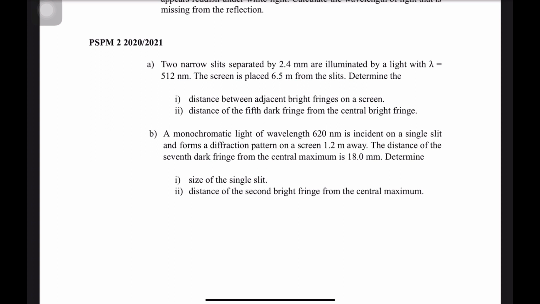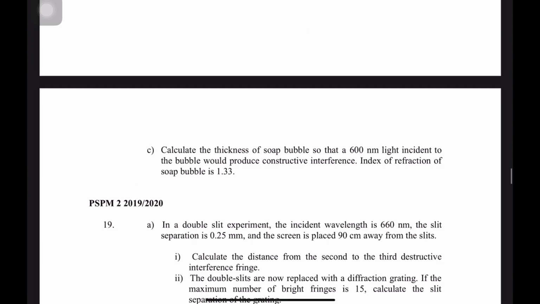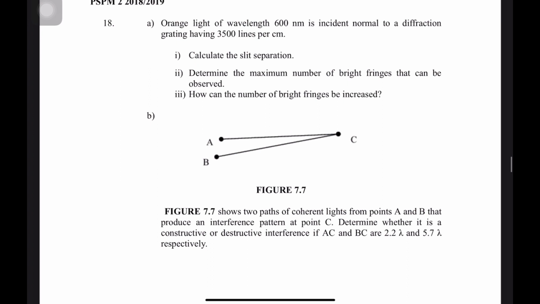Question B, single slit, that one is for diffraction. Question 1, they ask you to find A. B, they ask you to find Y. 19A, Young double slit. 19B, thin film. Okay. 18A, diffraction grating. Calculate the slit separation, maximum number of bright fringes. Here you have to find M and then round it off to the lower whole number, multiply by 2, and then add 1.